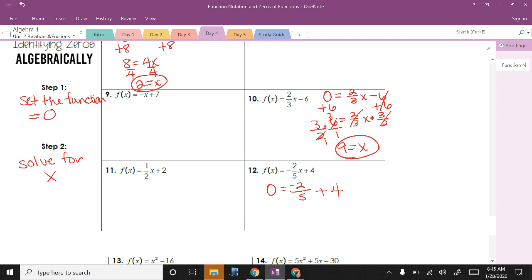Now what? Oh, I forgot my x. Sorry. What do I do first? Y'all are ahead of me. What do I do first? Subtract 4. What's 0 minus 4? Equals negative 2/5 x. How do I get rid of negative 2/5? Negative 5 over 2 on both sides.